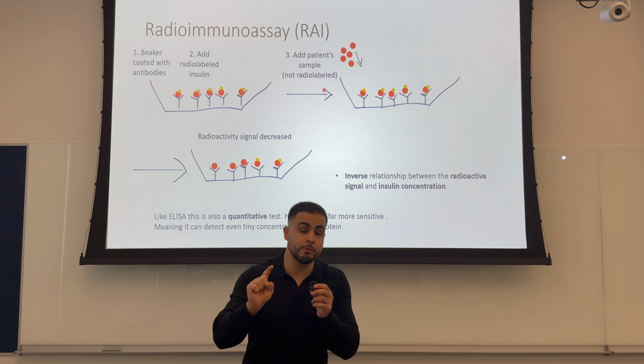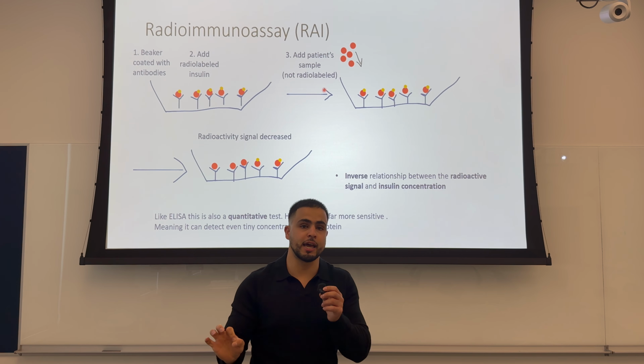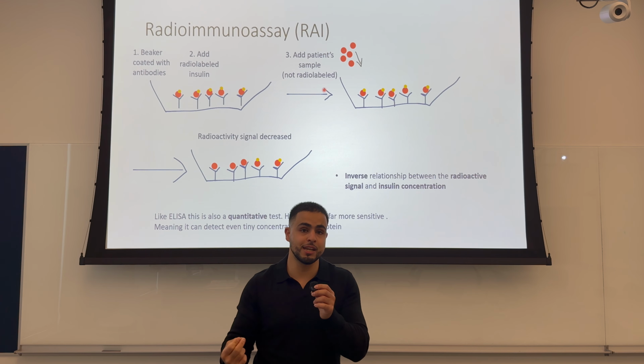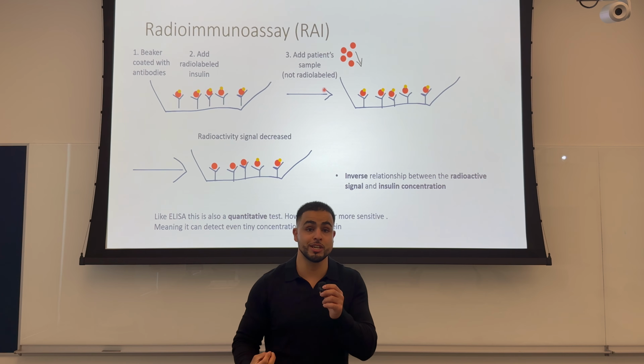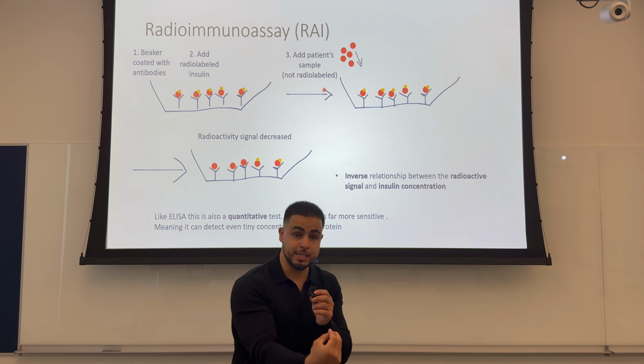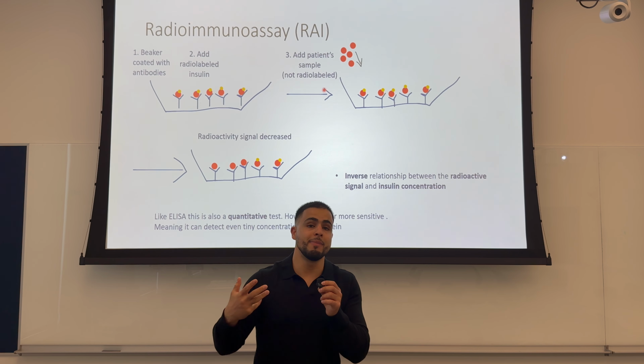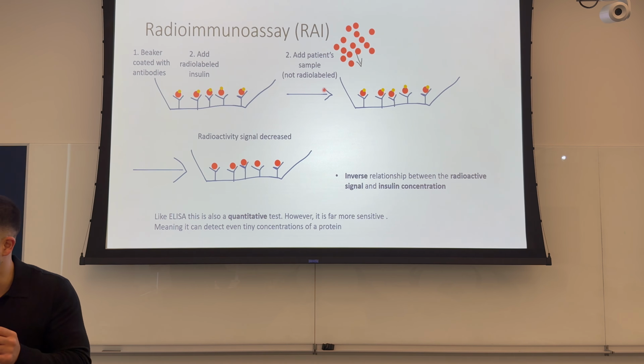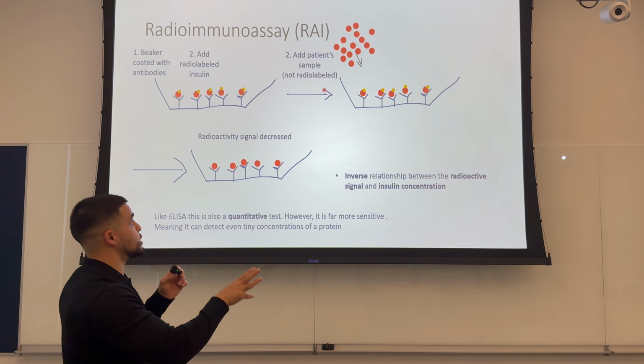Importantly, radioimmunoassay is more sensitive than ELISA. So why would you use radioimmunoassay over ELISA? Because it's more sensitive, meaning even at very low concentrations, it's going to be able to detect the concentration, whereas ELISA may be inaccurate at very low concentrations. Okay, so I just really wanted to hammer that point down.